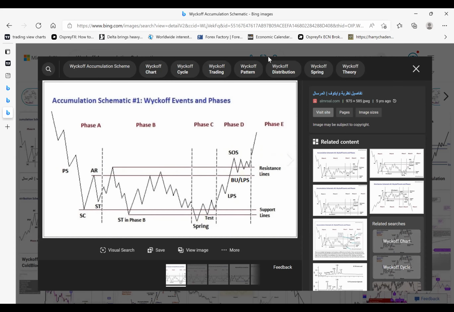But before you get the break of structure, you get the Wyckoff accumulation playing out, which tells you that you're going to get a run up, right?